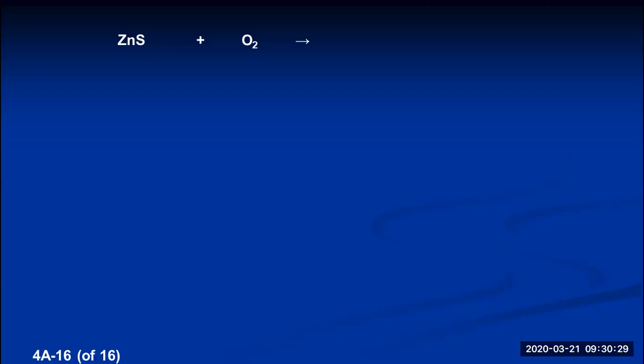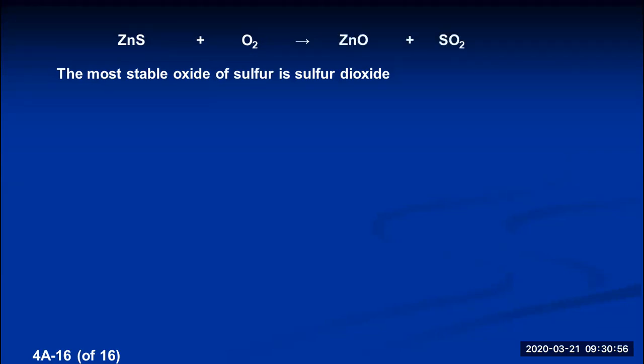But to come up with a compound between sulfur and oxygen, because these are nonmetals, you would just have to know what the most common oxide is of sulfur. And the most stable or most common oxide of sulfur is actually sulfur dioxide. So much like in the last problem, you sort of already knew that carbon forms carbon dioxide most stably and hydrogen forms water most stably, you will need to know that sulfur forms sulfur dioxide most stably. So you're going to get zinc oxide and sulfur dioxide.